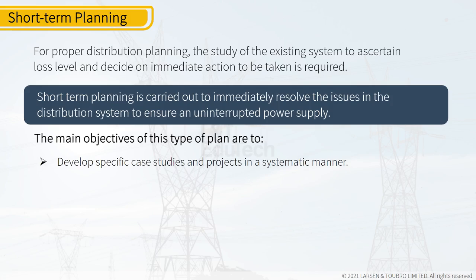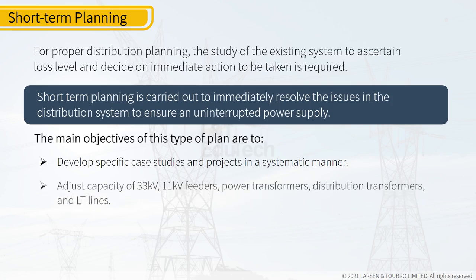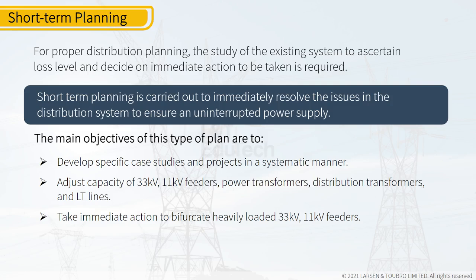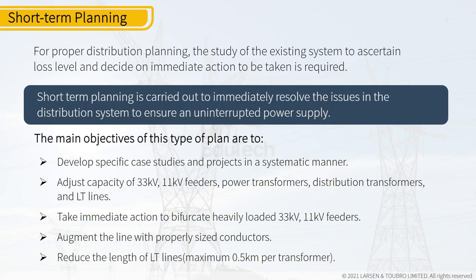in a systematic manner, adjust capacity of 33 kV, 11 kV feeders, power transformers, distribution transformers and LT lines, take immediate action to bifurcate heavily loaded 33 kV, 11 kV feeders, augment the line with properly sized conductors, reduce the length of LT lines to a maximum of 0.5 km per transformer.